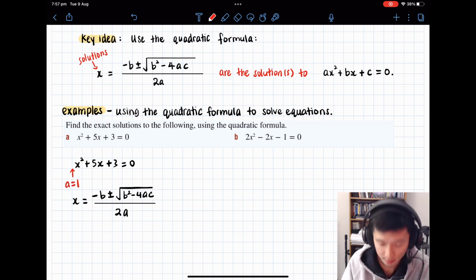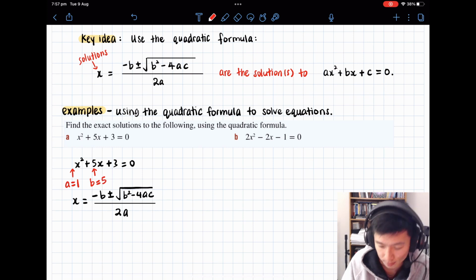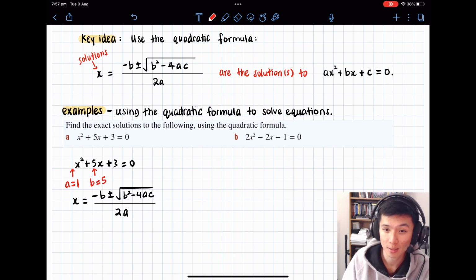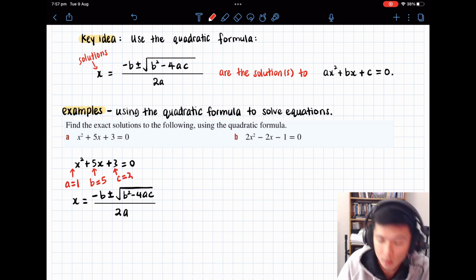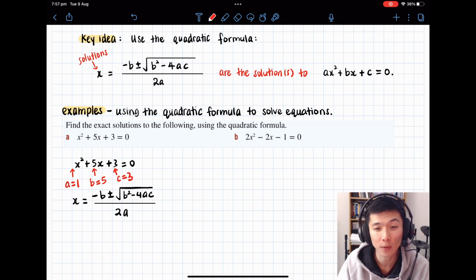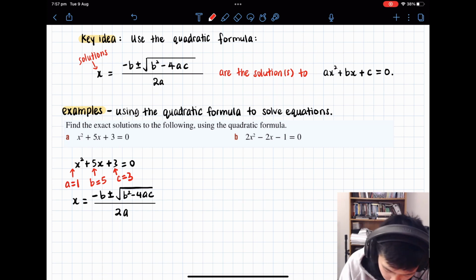What is b? Well, b is 5. b is the number in front of x. And what is c? Well, c is just the other number that's left there, which is positive 3. So c is 3. And what's really easy about the quadratic formula is that now all we need to do is substitute all those values in. And so wherever I see b, I'm just going to replace with 5.